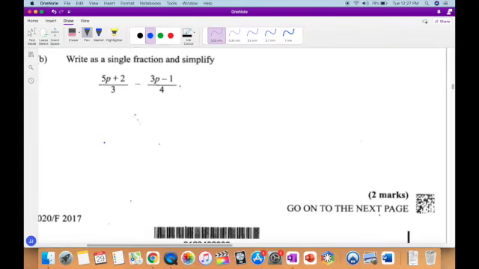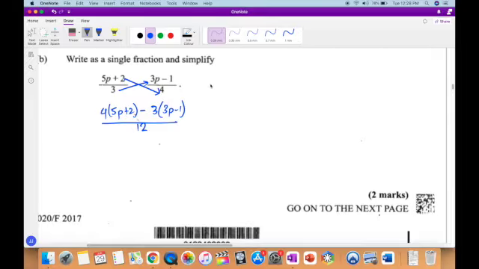Write as a single fraction and simplify. So we know how to subtract fractions. It's the same as in common entrance exam. So we go 4 3s are 12, and then we cross multiply. So this will be 4 into 5p plus 2. So we multiplied that, and then we minus, and then we multiply that, 3p, well, I'll put the 3 in front of it. 3 multiplied by 3p minus 1.